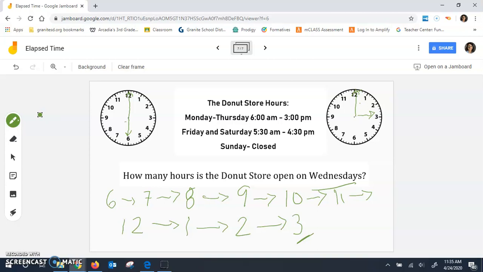Each of these arrows represents an hour. It's like we took our minute hand and went all the way around to get to 7 o'clock. From 7, we went all the way around to get to 8. So I'm going to count each of these arrows. 1, 2, 3, 4, 5, 6, 7, 8, 9. Our donut store is open for 9 hours. And you can write it exactly like that. So there you have it, boys and girls.